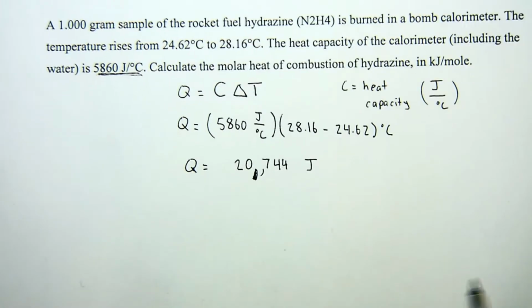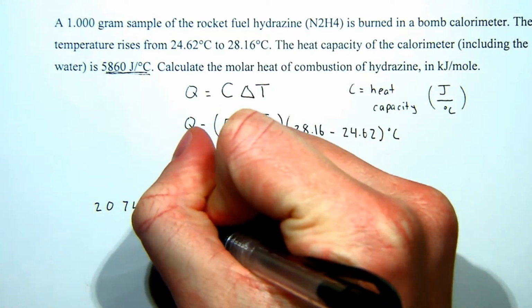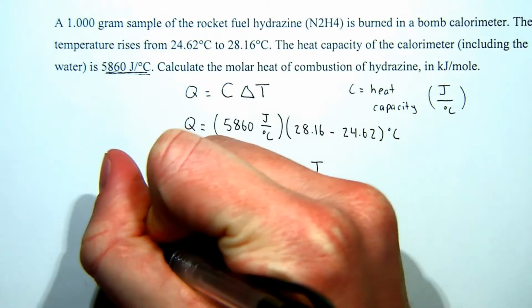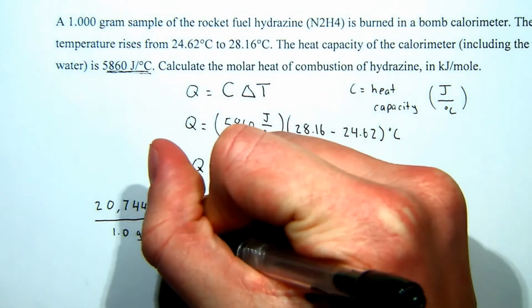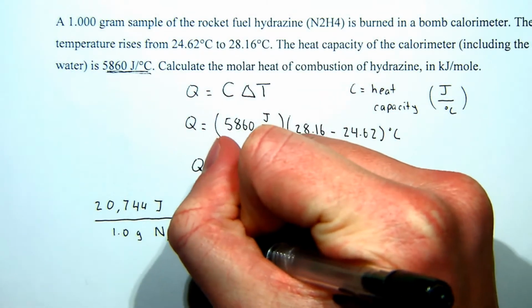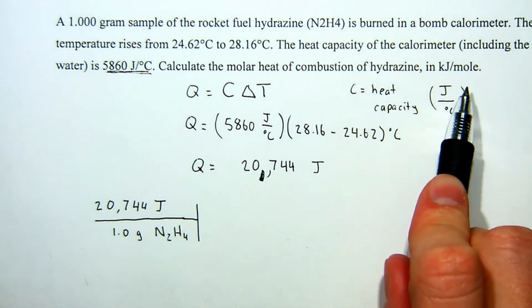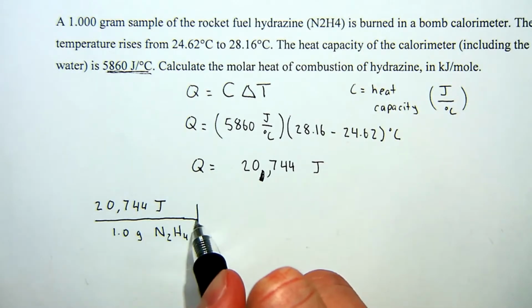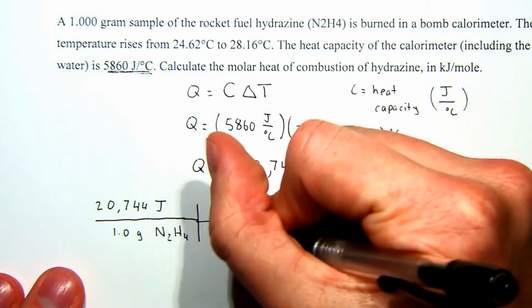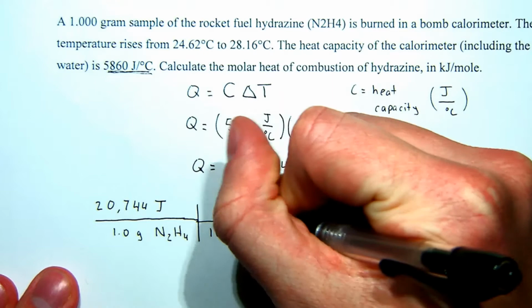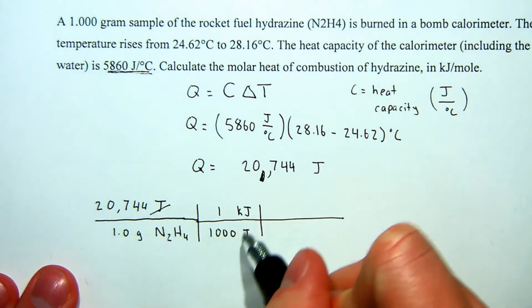So let's do a unit conversion here. So this 20,744 joules is released from burning 1 gram of this N2H4 chemical. So that's really what we're told, and we want to manipulate our units to get them to kilojoules per mole. Okay, so step 1, let's go from joules to kilojoules. So there's 1,000 joules in 1 kilojoule. So units of joules will cancel, 1 on top and 1 on bottom.